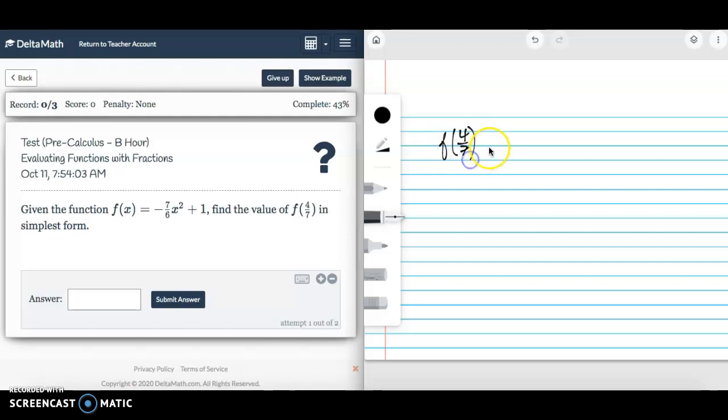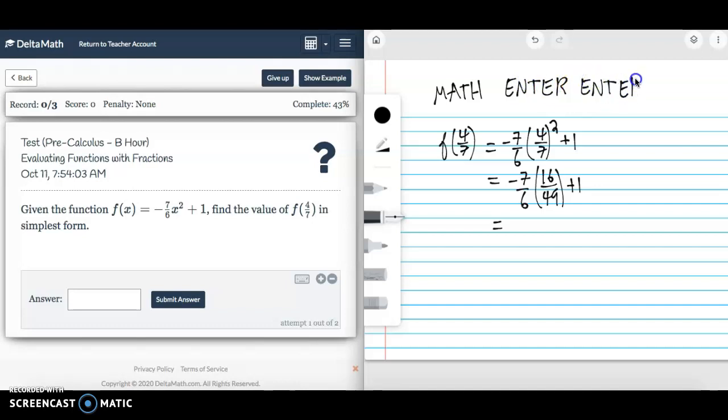F of 4/7 equals negative 7/6 times 4/7 squared plus 1. Negative 7/6 just hangs out for a second, but your 4/7 squared would give me 16/49 plus 1. You could try to do that in your head, or because we have tools and technology, you can do it in your calculator. When I do it in my calculator, I get a decimal, and then you can hit math, then enter, enter, and that will change your answer back to a fraction if possible. Then it gives me my simplified fraction, negative 8/21. And then you can add 1 to that, and we would get 13/21.